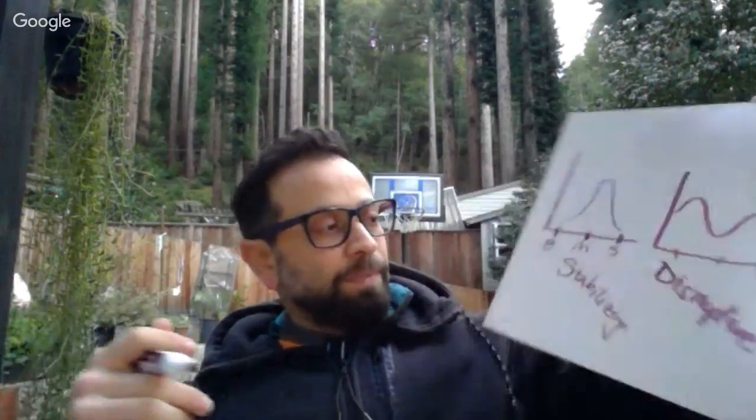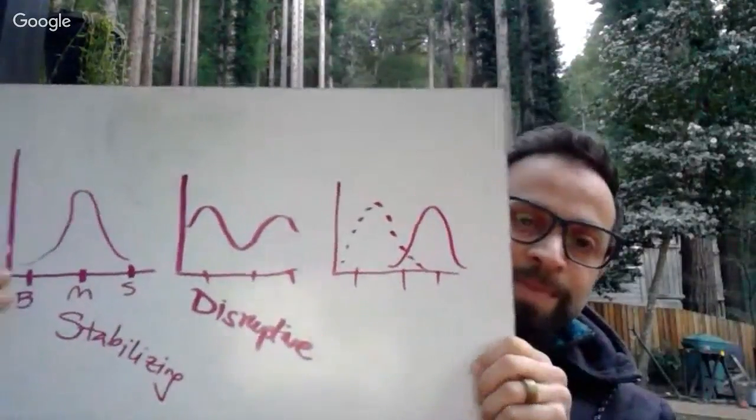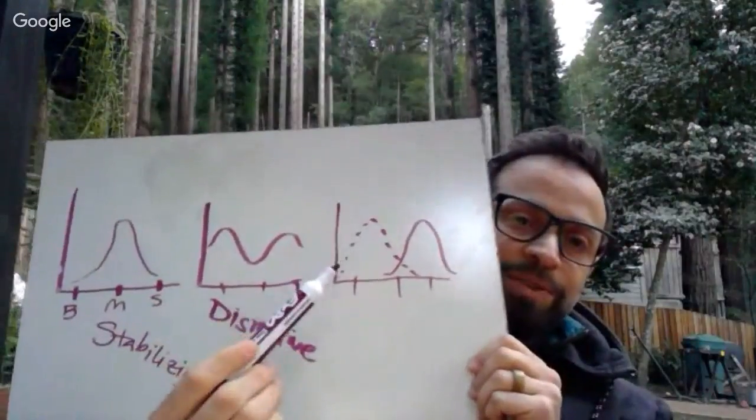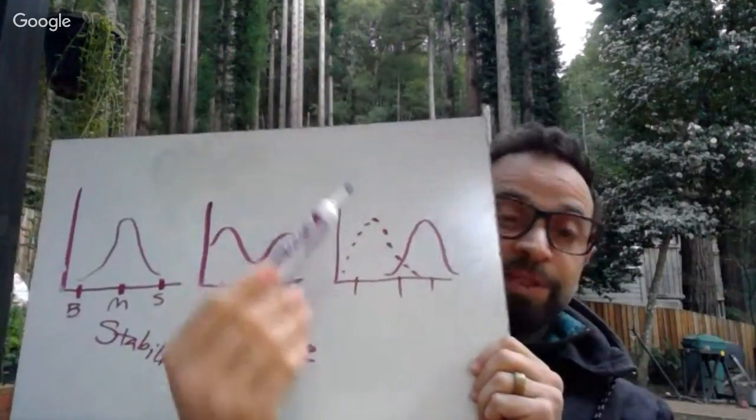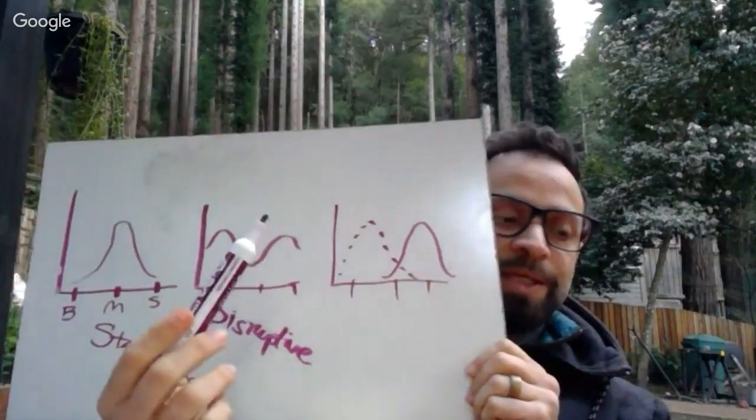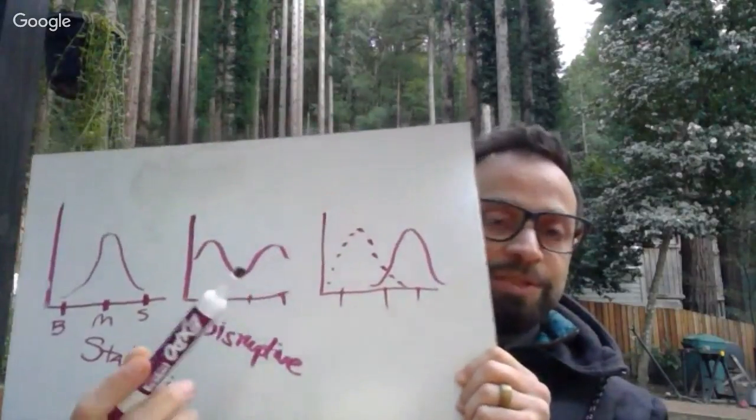Okay. And then our last one, last but not least, this one is the hardest one to understand, and I'll explain to you why that is. Okay. So it looks something like that. Okay. So the dotted lines basically go to show that it can shift from one to another. So this is known as directional selection.